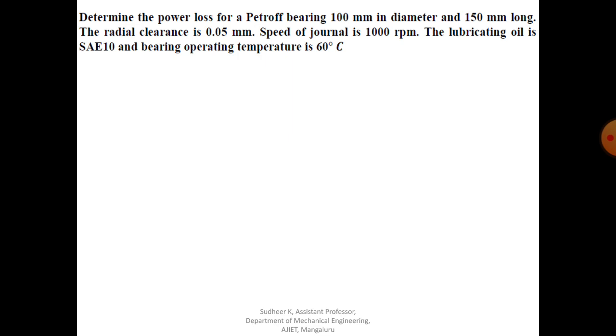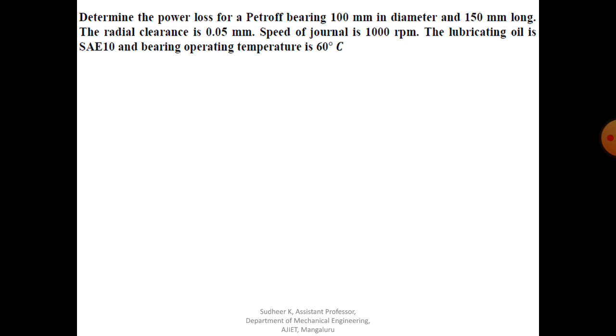I will read the problem. Determine the power loss for a Petroff bearing 100 millimeter in diameter and 150 millimeter long. The radial clearance is 0.05 millimeter. The speed of the journal is 1000 rpm. The lubricating oil is SAE 10, and the bearing operating temperature is 60 degrees Celsius. That is the problem given. Very simple. Usually they ask 8 to 12 marks for problems from this chapter.